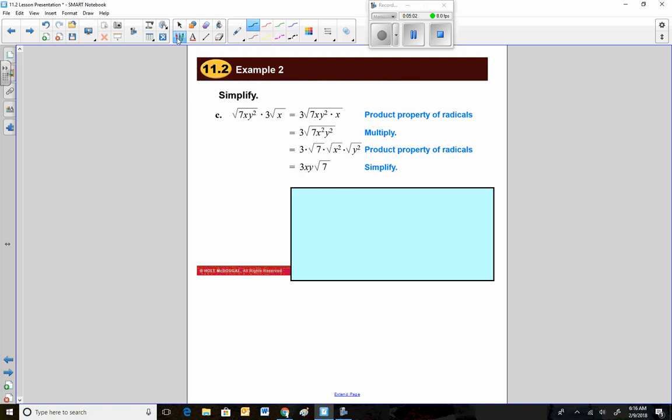Let me grab my pen. So basically, we have 3 square root. I'm going to break this down to 7x, and then y squared is the same thing as y, and then we have our x. So do you see how we have a pair of x's, and that's why I wrote the x outside in a pair of y's? So we write the y outside, and then we have root 7. All right.